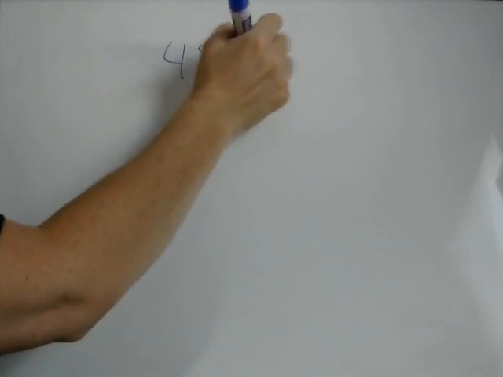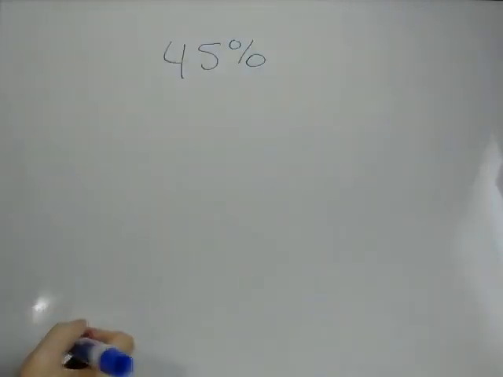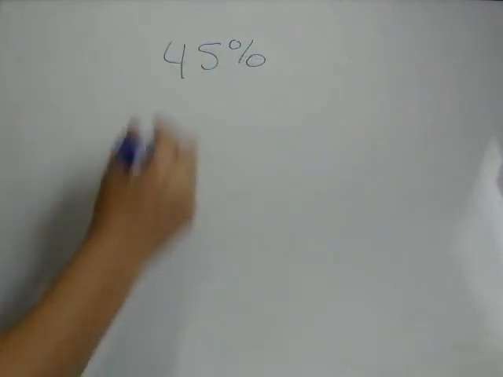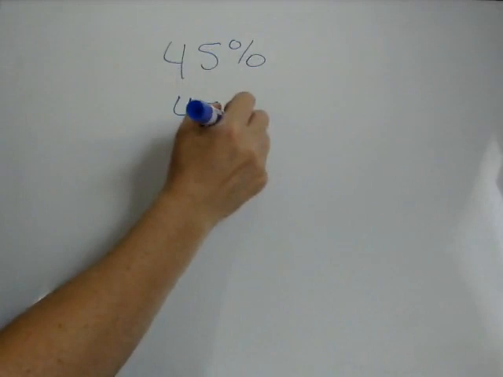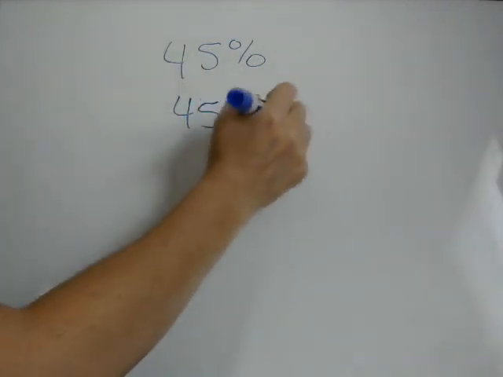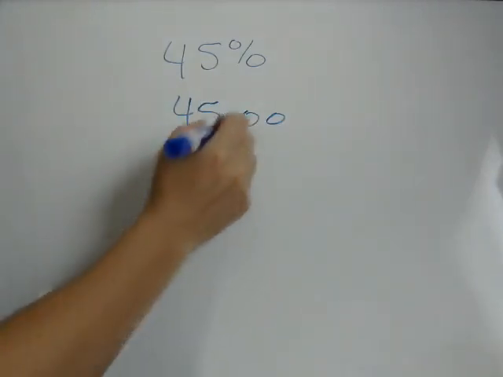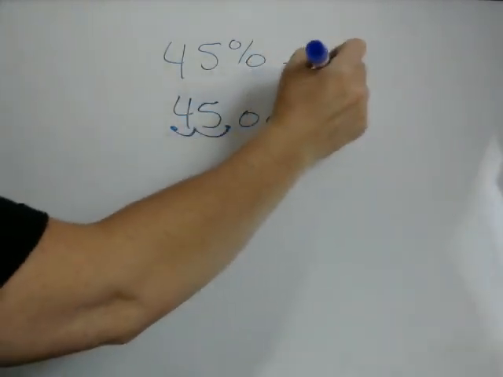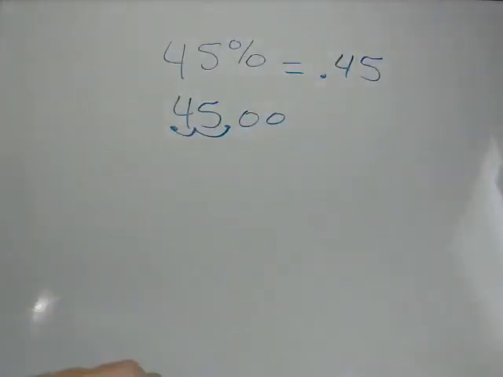Let's say we have 45% and we need to make that into a decimal. Again, if you're going from percentage to a decimal, you move the decimal point to the left 2 spots. So we have 45 with the decimal there, because again, it's really 45 decimal 00 on forever. So we move to the left 2 spots, 1, 2. So 45% is the same as 0.45.